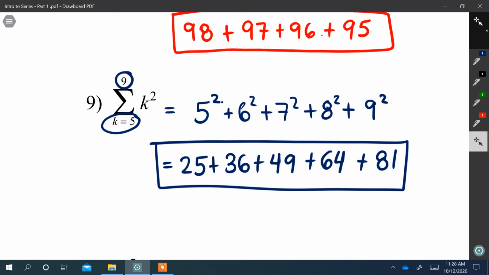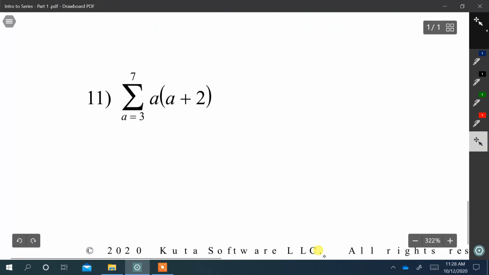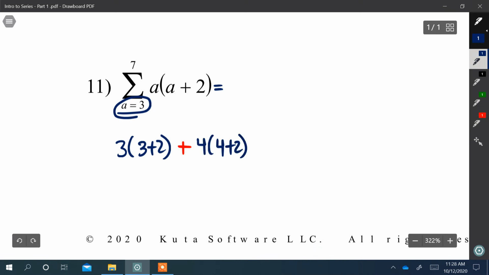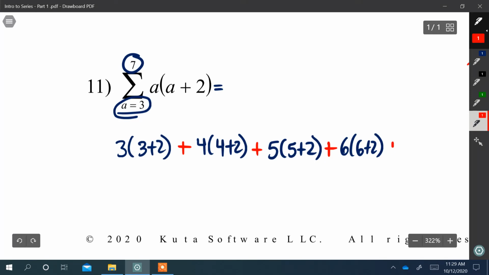Let's do a couple more. Hopefully you guys are understanding this a little better now. Let's do the last one here. So once again, I'm gonna start at 3. So I'm gonna write 3 times 3 plus 2 there. Okay, plus the next number will be 4. So we got 4 times 4 plus 2, plus the next number will be 5. 5 times 5 plus 2. And then our next number will be 6. 6 times 6 plus 2. And then finally my last number, which is right there, is going to be 7. So I'm going to have 7 times 7 plus 2.